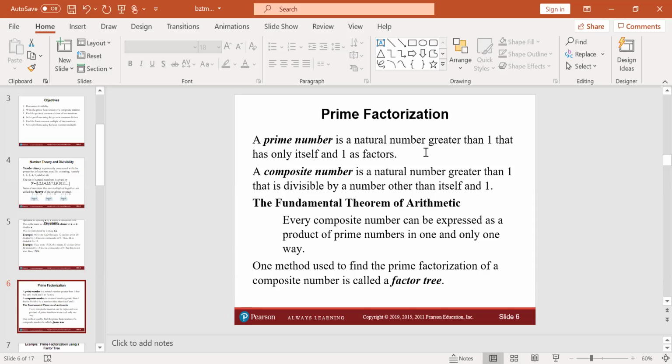So anyways, prime numbers. A prime number is a natural number. We know what a natural number is now. It's a whole positive number. A prime number is a natural number greater than 1 that can only be divided by itself and 1.